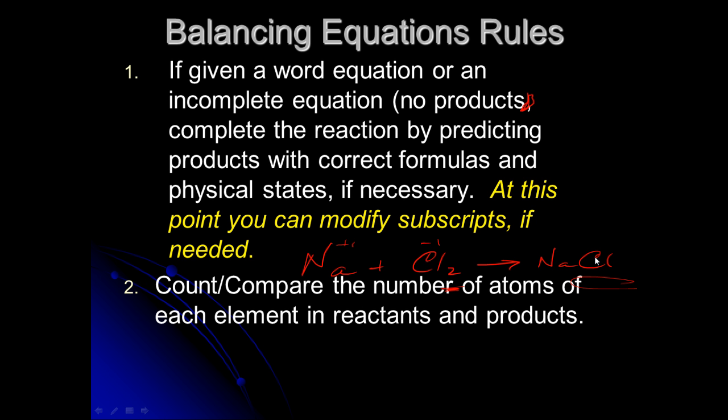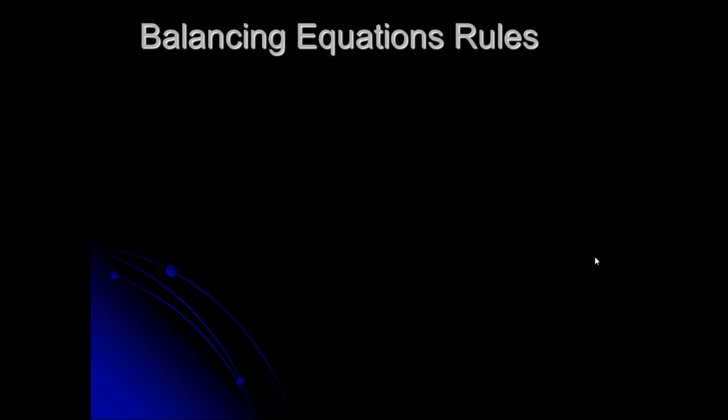So really what you're going to do next is count and compare the number of atoms of each element in the reactants and products. Just like the example I drew, I had 2 chlorines on one side and only 1 on the other side.